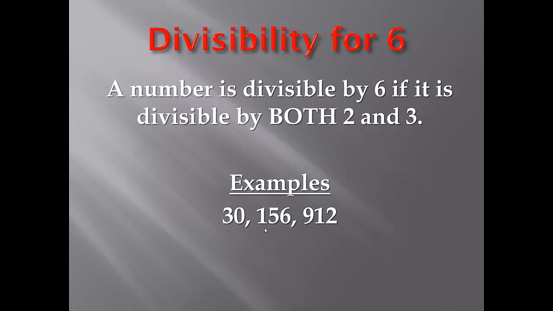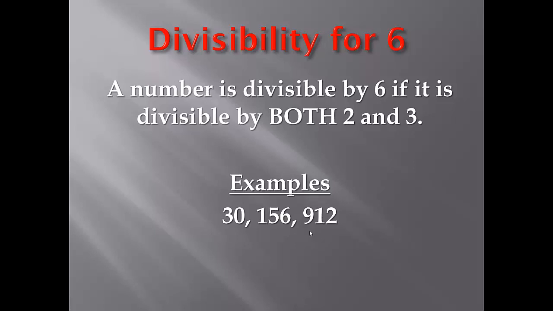Our next example is 156. 156 ends in a 6. The rule for 2 is that it ends in a 0, 2, 4, 6, or 8. So that's how we know it can be divided by 2. Our rule for 3 is that we add up the digits. 1 plus 5 is 6, and 6 plus 6 is 12. Since 12 can be divided by 3, we know that our original number, 156, can also be divided by 3. So since 2 and 3 work, that means that 6 will also work for this number.